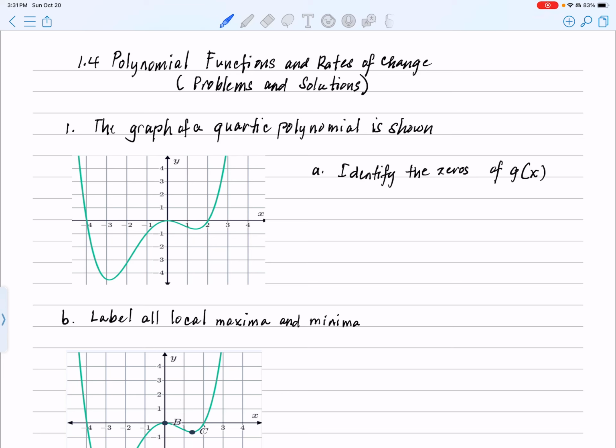Welcome to Matematika. Today we're going to do problems and solutions of polynomial functions and rates of change. We'll start with question 1. The graph of a quartic polynomial is shown on the left side.